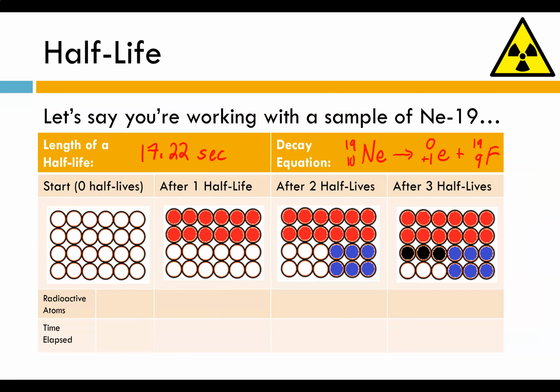So just to review, at the start, we ended up with 24 radioactive atoms at time 0, so no time has elapsed. After one half-life, we're down to half as many radioactive atoms. We've got 12, and one half-life must have elapsed. So that's 17.22 seconds. After the second half-life occurs, we'll lose half of the radioactive sample again to give us 6 atoms that are still radioactive. And 2 half-lives have elapsed, so that's a total of 34.44 seconds.